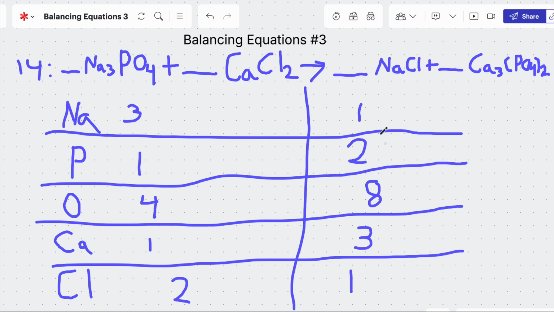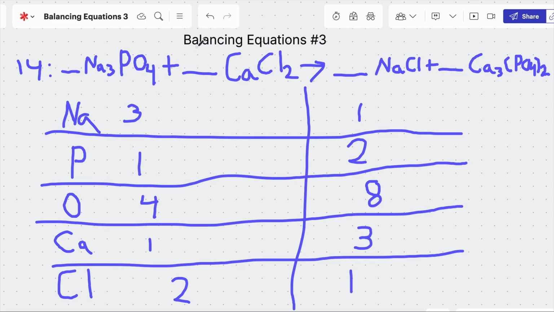Awesome. So none of this matches up. We got a lot of stuff to do. Let's start with CA's. I think that's going to be pretty straightforward. All right. So we need 3 total. We only got 1 right now. So we need to figure out what times 1 gets us to 3.